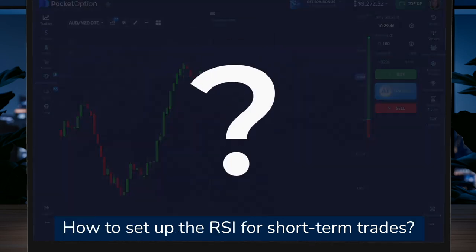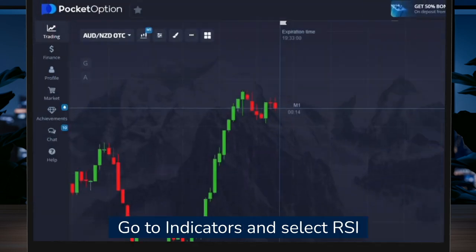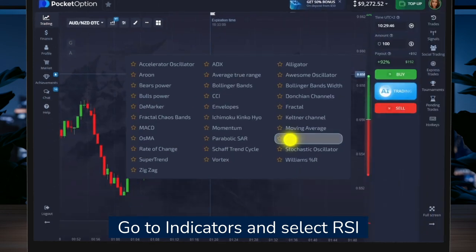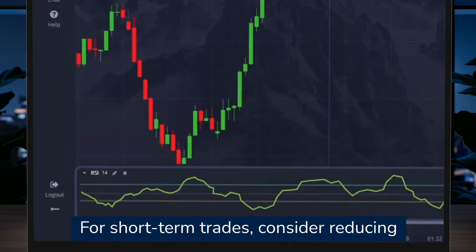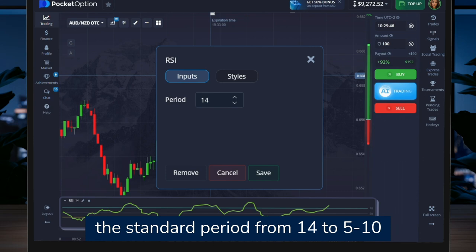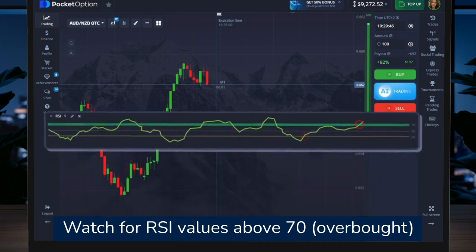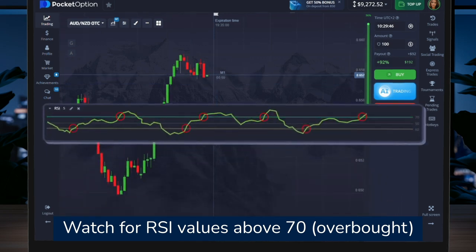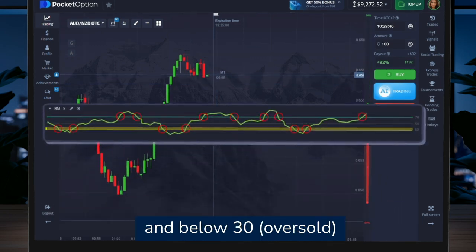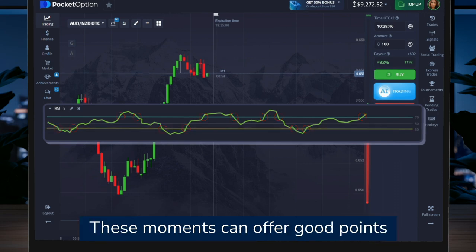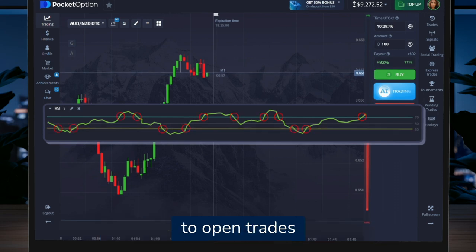How to set up the RSI for short-term trades? Go to Indicators and select RSI. For short-term trades, consider reducing the standard period from 14 to 5 or 10 to make the indicator more sensitive to market movements. Watch for RSI values above 70, overbought, and below 30, oversold. These moments can offer good points to open trades.